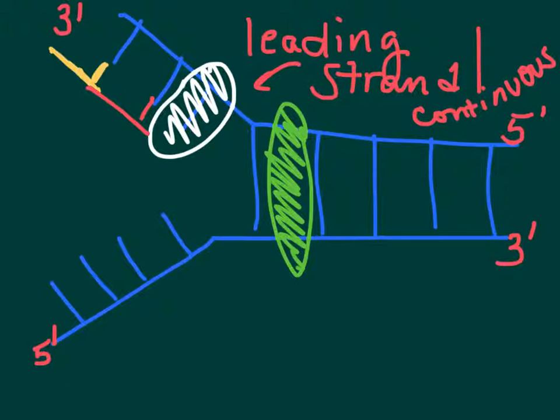Here's the problem with the bottom strand. Helicase is going to keep moving this way. DNA polymerase can't read that way. It'd be reading the sentence backwards. So instead, primase comes in and attaches an RNA primer right here.